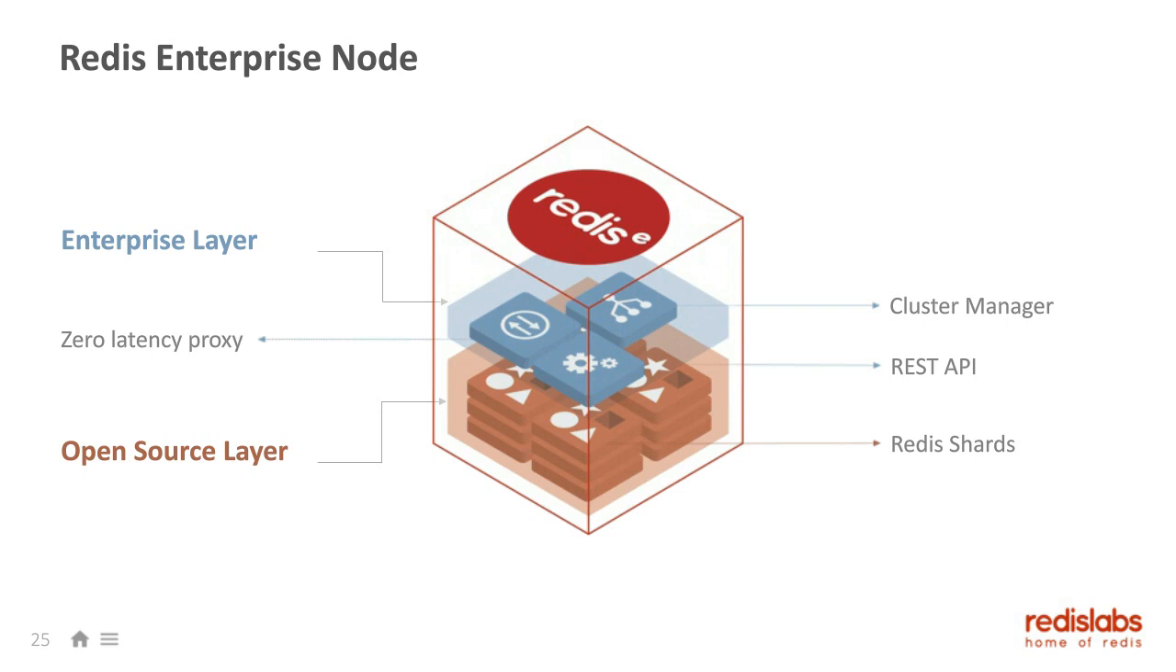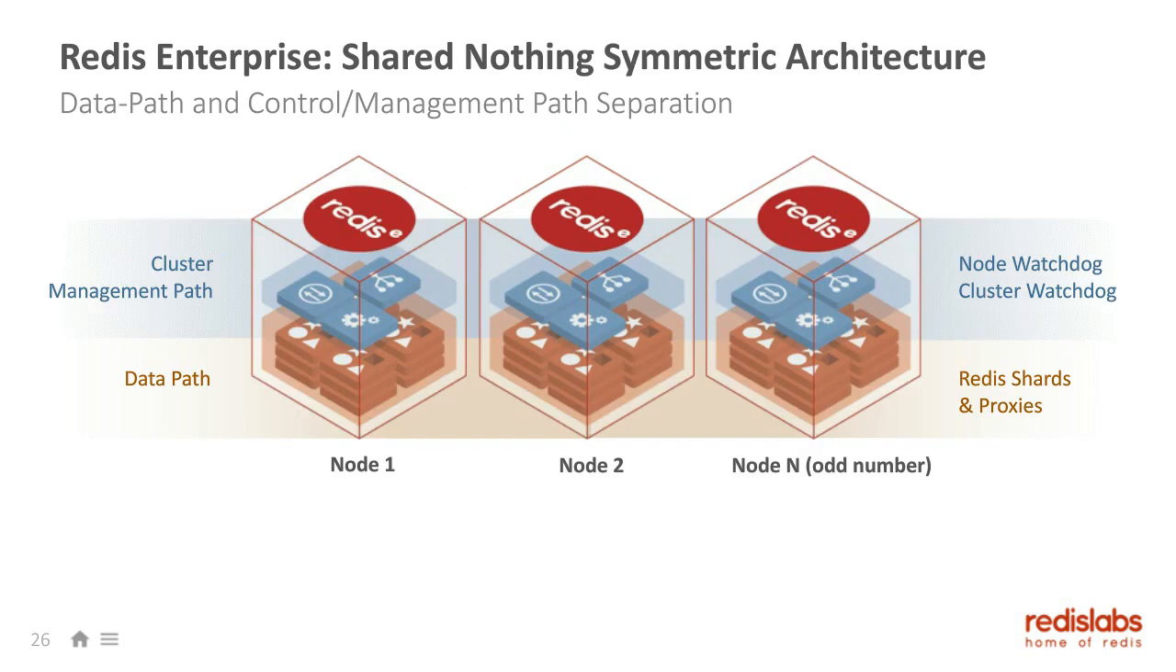So if we would place that back again into our three-node cluster, we would get our data path and our cluster management path, right? Each instance will come with some watchdogs. There are node watchdogs. There is a cluster watchdog, so that we can actually enable fast failover. So that was my brief introduction to Redis Enterprise.